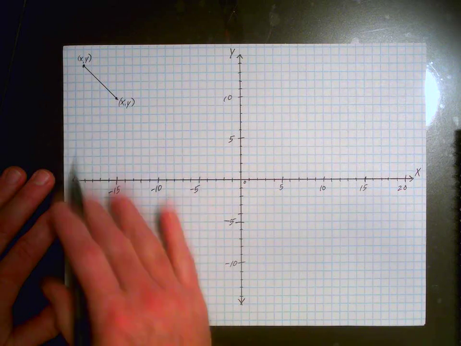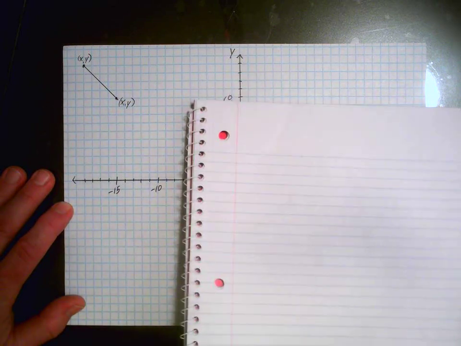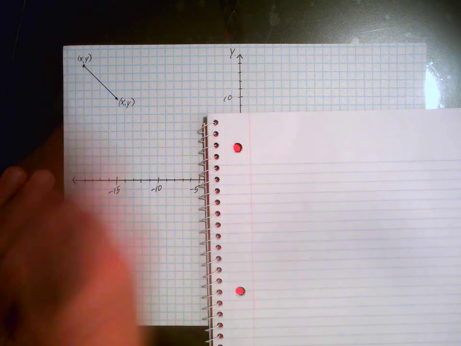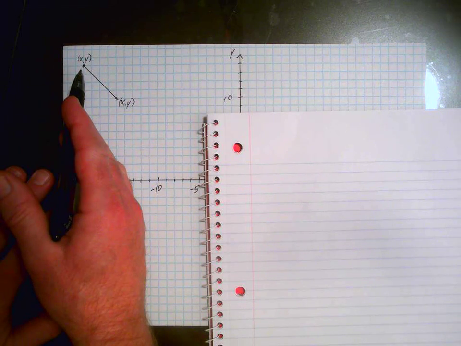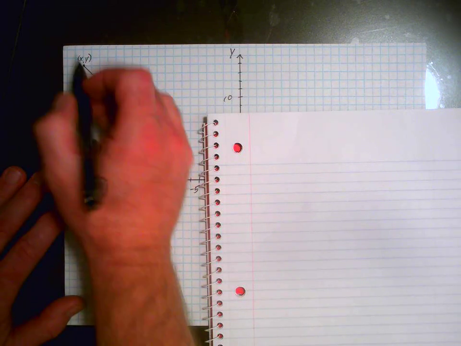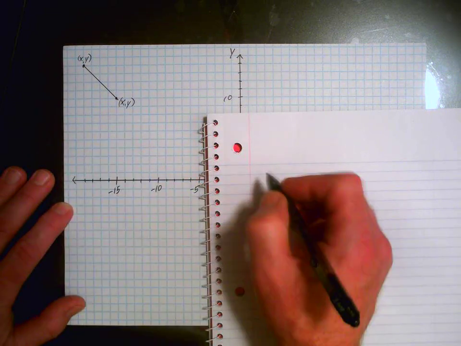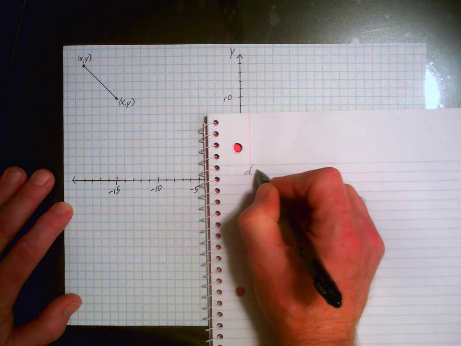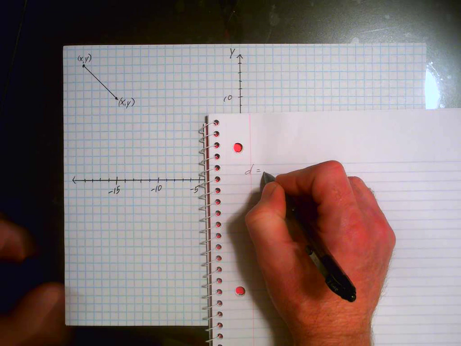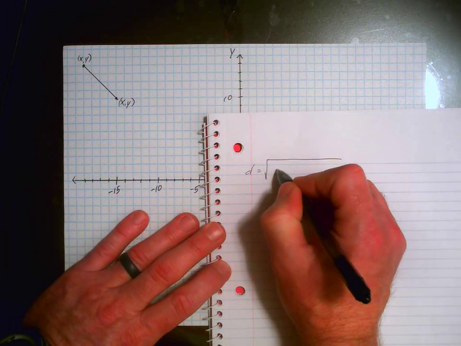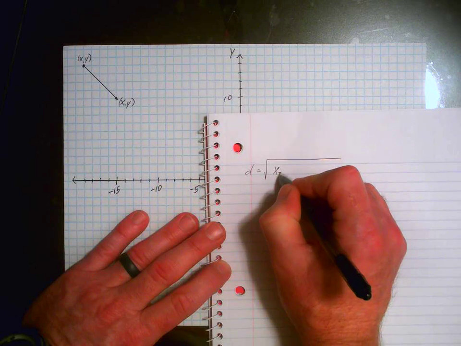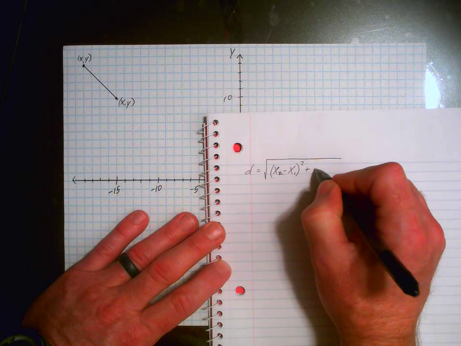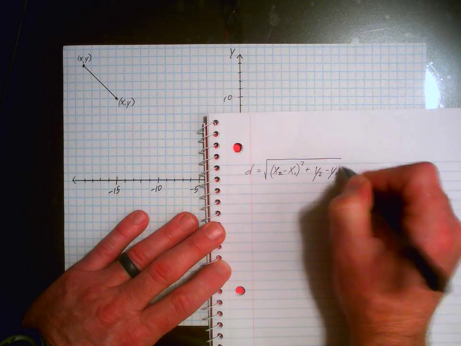And now what I need to know is what is x and y. I have a second piece of paper here, and this is going to be my x sub 1, y sub 1, and x sub 2, y sub 2, since this point is on my left and this point is on my right. And then my distance formula looks like this. The distance is the square root of x sub 2 minus x sub 1 squared plus y sub 2 minus y sub 1 squared.